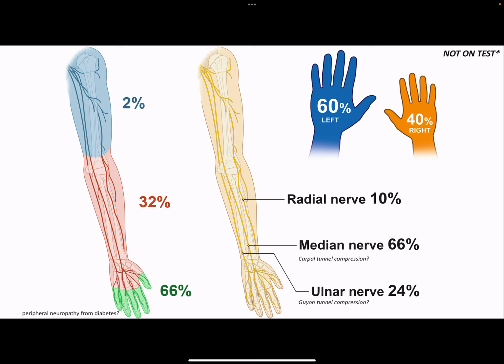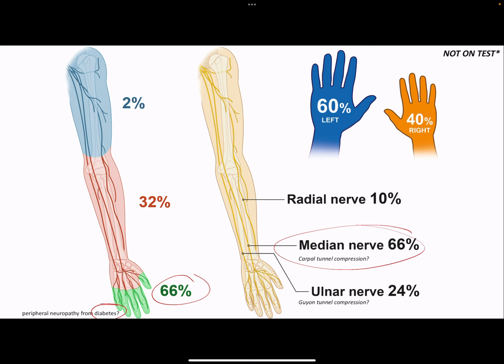This particular slide is actually not on the test at all, but the nerve injuries are on the test. I just thought this was interesting. 66% of nerve damage apparently is in the peripheries. I don't know why, I'm just totally guessing. I got this from some paper. I didn't really read the paper, but maybe diabetes, peripheral neuropathy. Your guess is as good as mine.